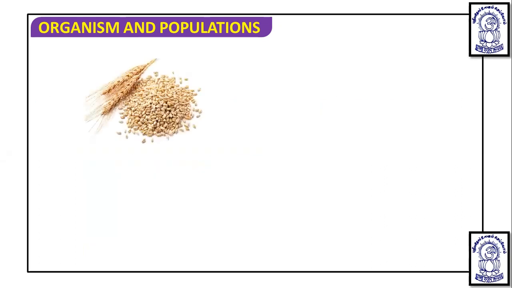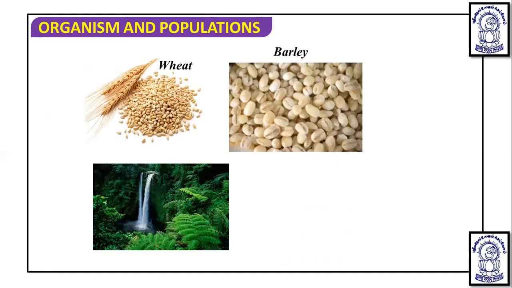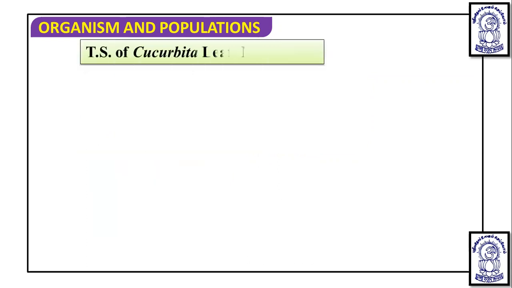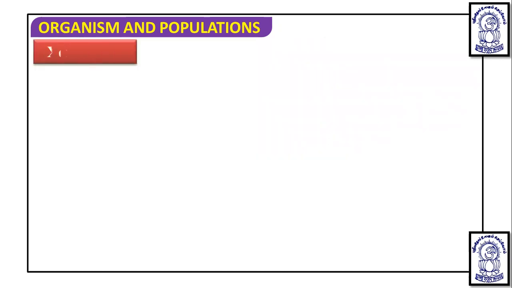So here you will see the mesophytic condition. This is the wheat, barley, then we can say the tropical forest. These all are particularly mesophytes. If we talk about the cucurbita leaf, cucurbita is also a mesophyte, and that also shows these particular conditions. Now, after the hydrophytes and mesophytes adaptation, next we are going to talk about the xerophytic adaptation.